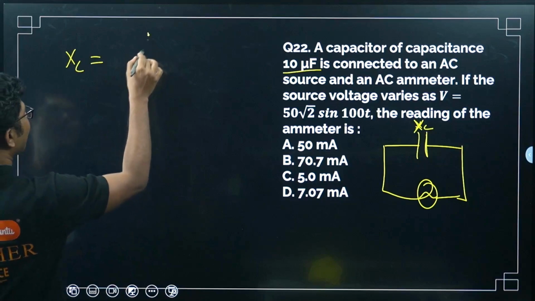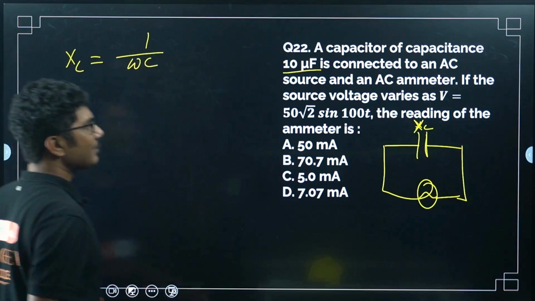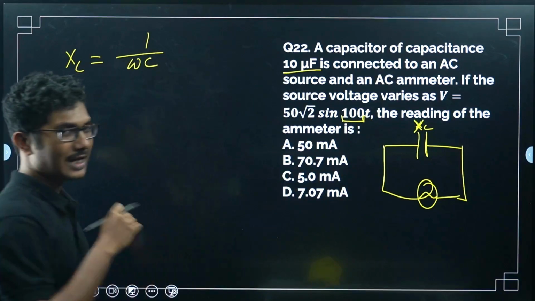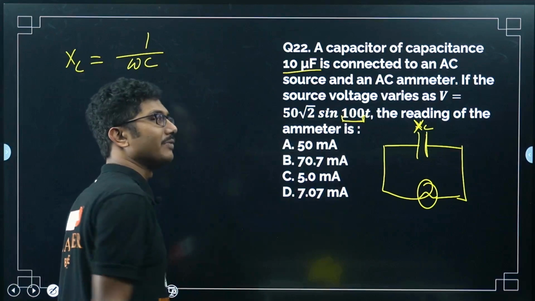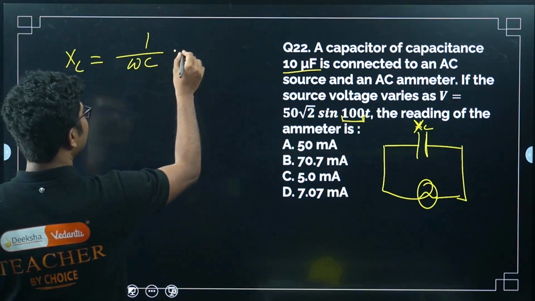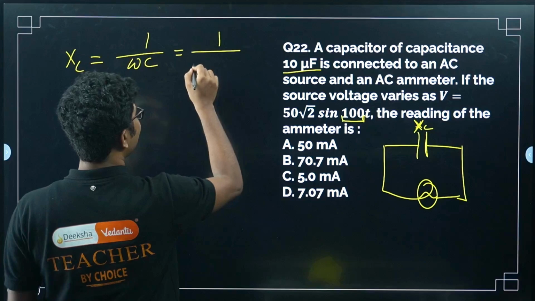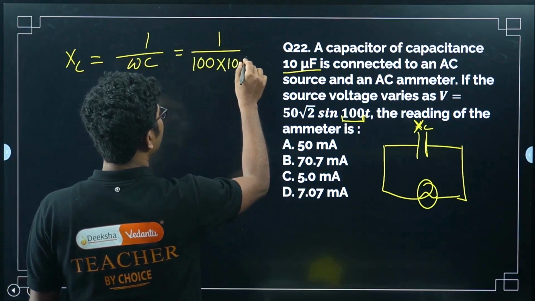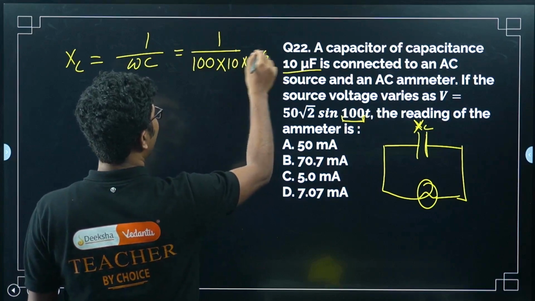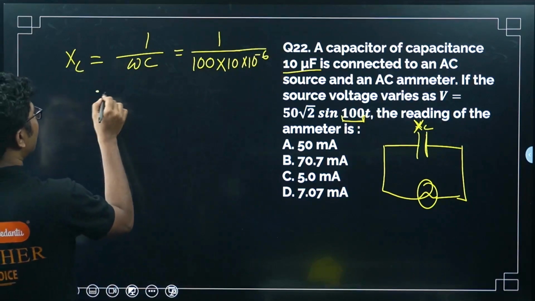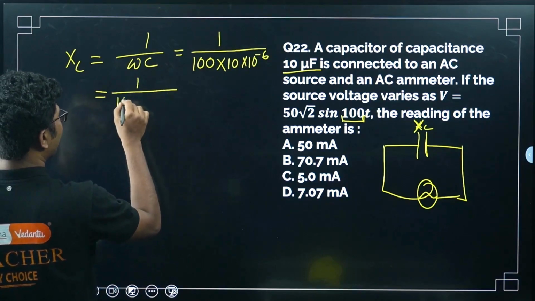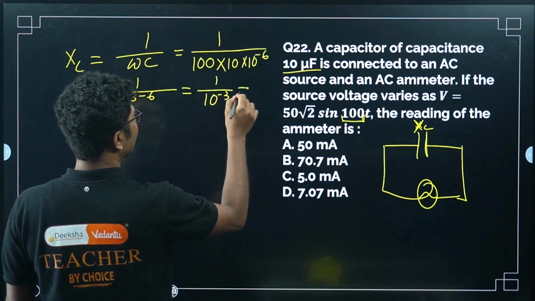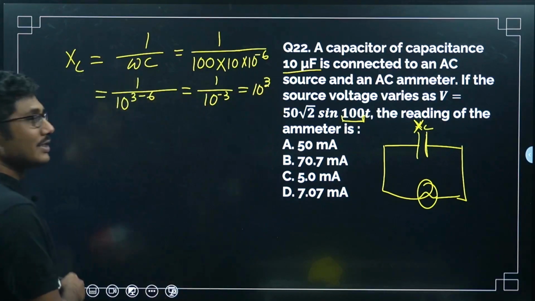XC is nothing but 1 by omega C. Now if you see this equation, what is omega? This is omega, right? Omega t, 1 sin omega t. So instead of omega, 100 is given. So you can simply write omega is nothing but 100, and capacitance is given as 10 microfarad. 10 times 10 to the power of minus 6, micro means 10 to the power of minus 6. So it will become 1 by 10 to the power of 3 minus 6. So it will be 1 by 10 to the power of minus 3. So it will be 10 to the power of 3. Okay, so this is the resistance.